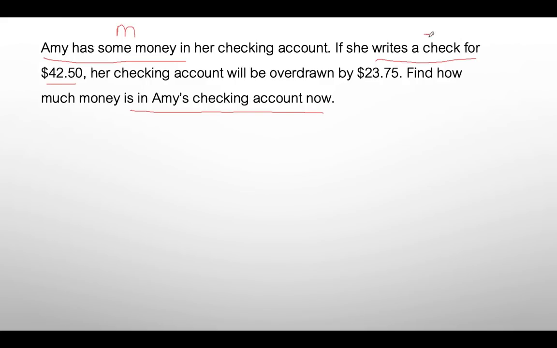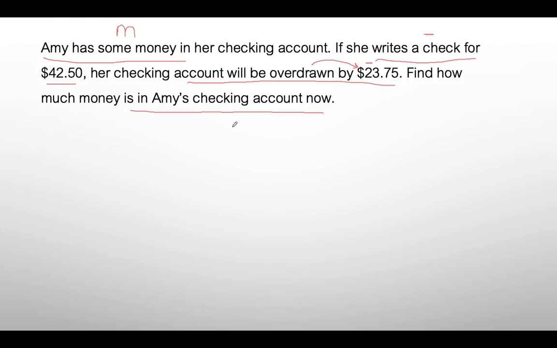Now it says if she writes this check, her checking account will be overdrawn by $23.75. Now the word overdrawn means that she's going to be in debt. She has taken out too much money. So overdrawn tells me that $23.75 is going to be a negative value.